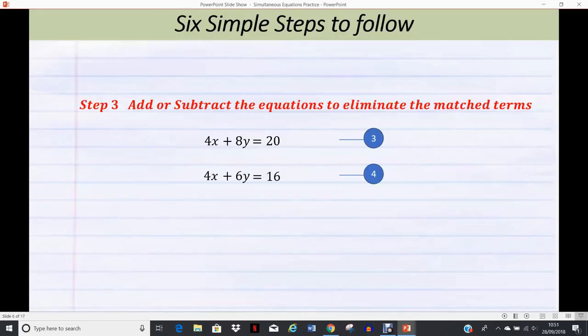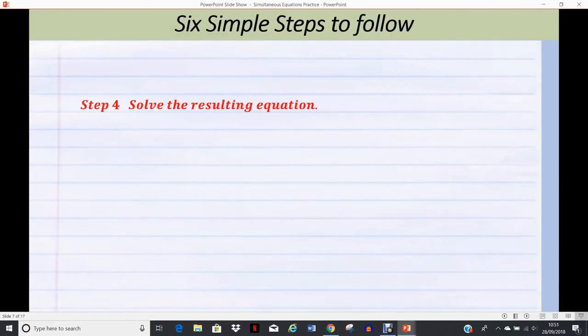Now, to eliminate these x terms that I've matched up, I either have to add the two equations or subtract them. Well, in this case, I'm going to subtract them, because when I subtract equation 3 from equation 4, on the left hand side the 4x minus 4x will cancel, and we'll be left with 8y minus 6y. And on the right hand side I'm going to get 20 minus 16, which reduces down to 2y equals 4. If we move on to step 4 and solve the resulting equation 2y equals 4, we end up with y equals 2.